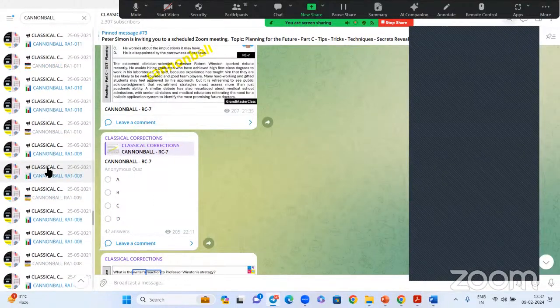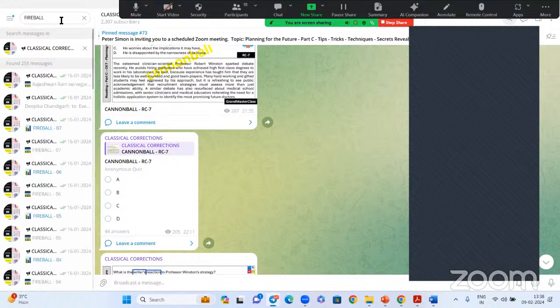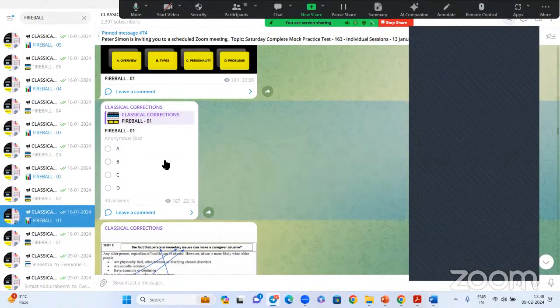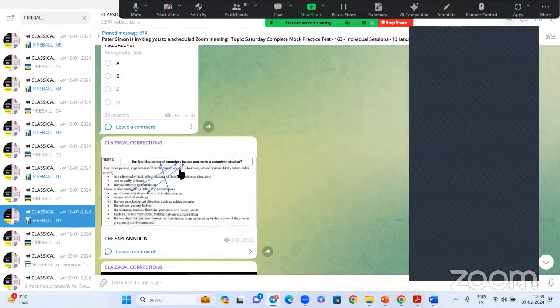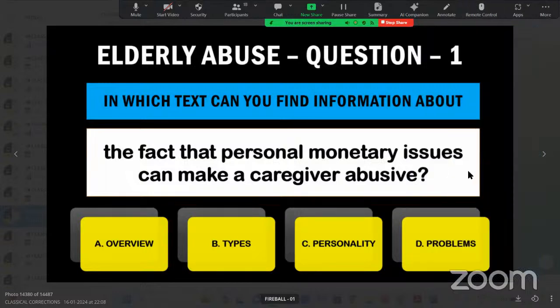And part A is fireball. Now I'll show you part A. Just type fireball and all these things will come here. So this is fireball, with explanation, everything is there. See here. You can see everything is here.